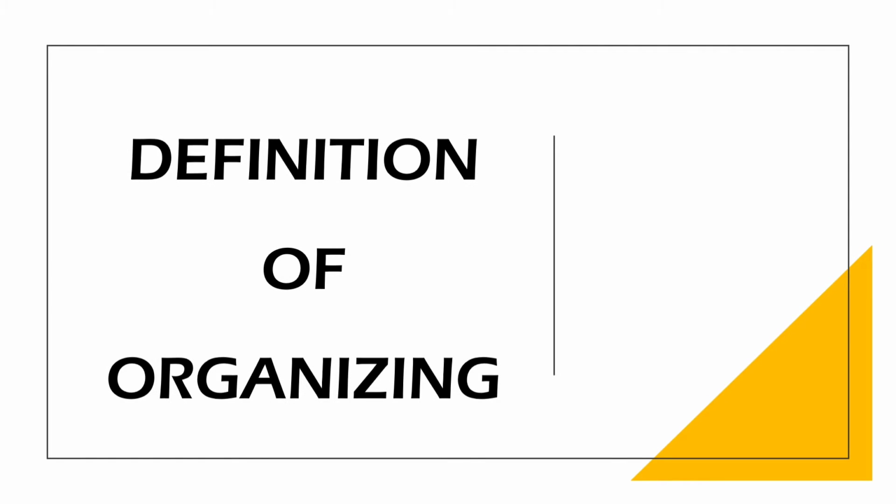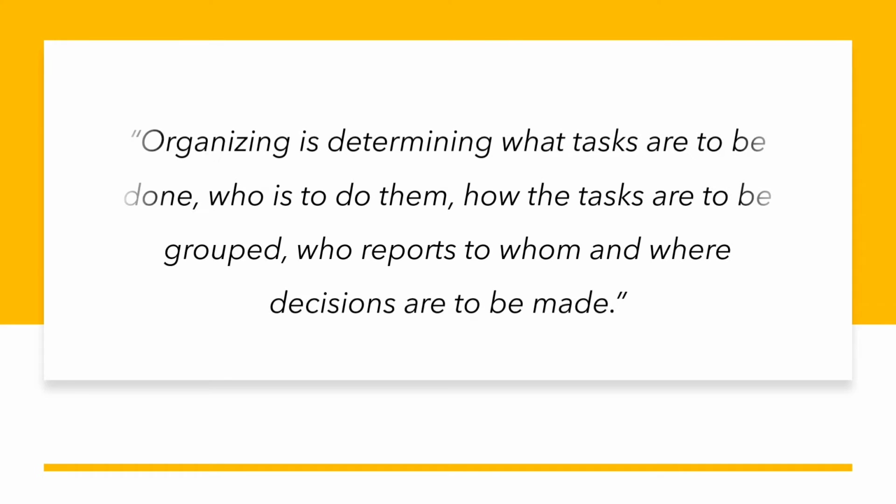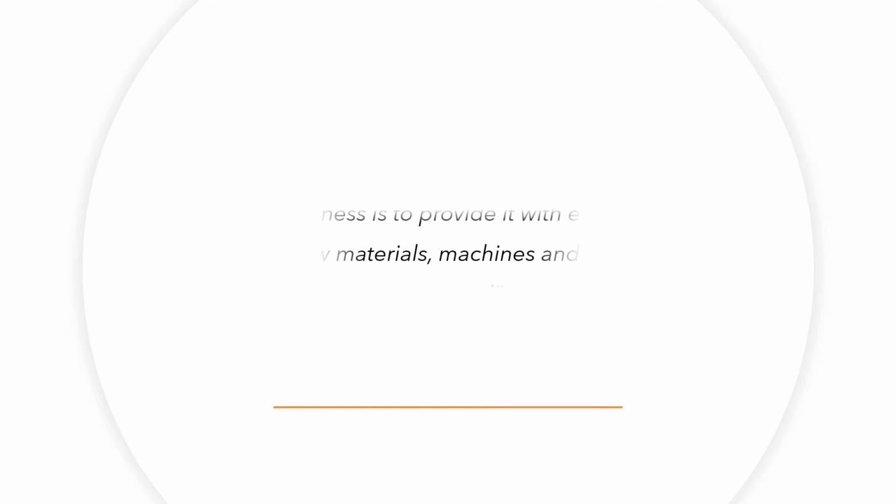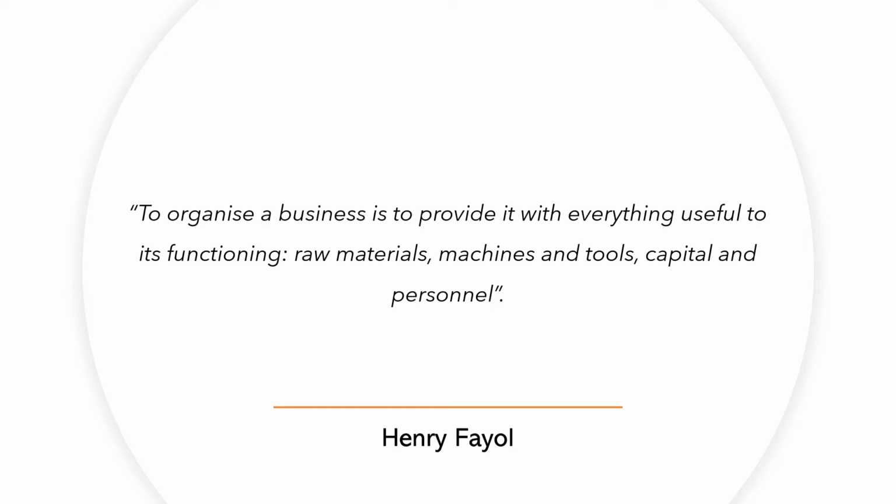Definitions of organizing. Stephen P. Robbins and Mary Coulter are of the opinion that organizing is determining what tasks need to be done, who is to do them, how the tasks are to be grouped, who reports to whom, and where decisions are to be made. Henri Fayol of the Administrative Management says that to organize a business is to provide it with everything useful to its functioning. That is the raw materials, machines, tools, capital, and personnel.